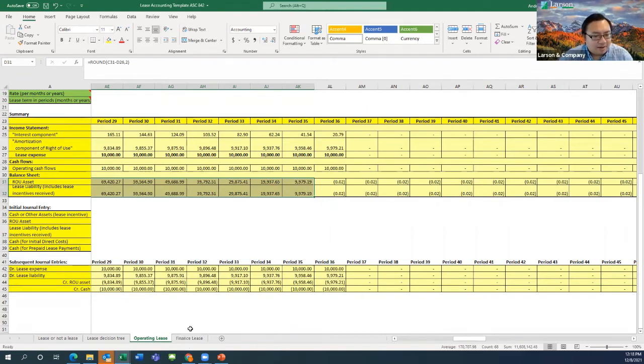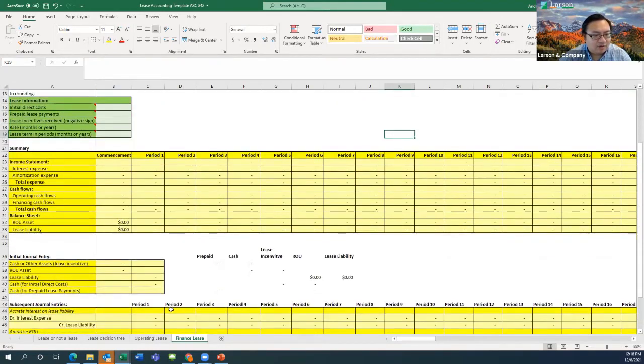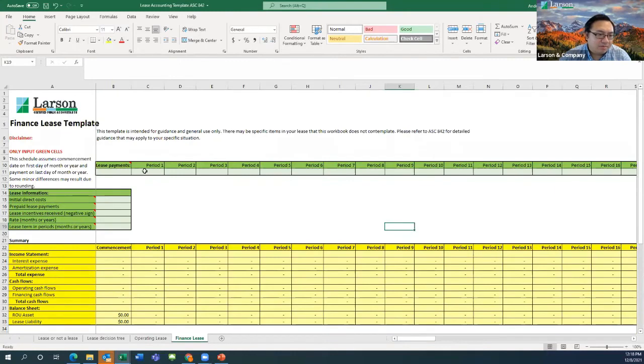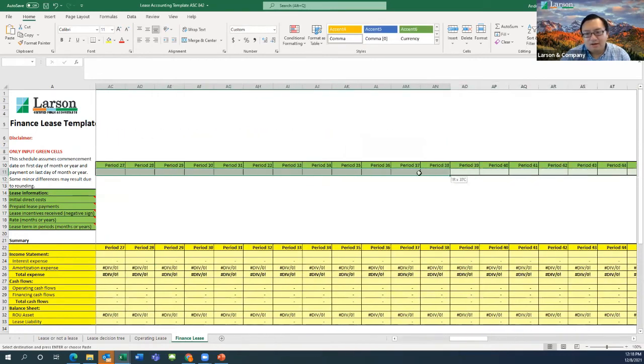Now let's talk about what will happen if this is a finance lease, right? Let's say we use the same scenario, how is this different? Assuming that there is a bargain purchase option. So let's put that on here again.